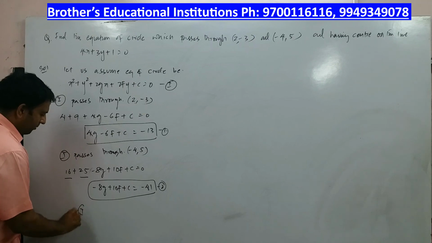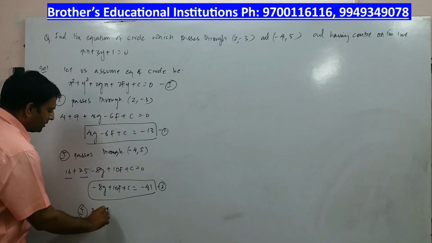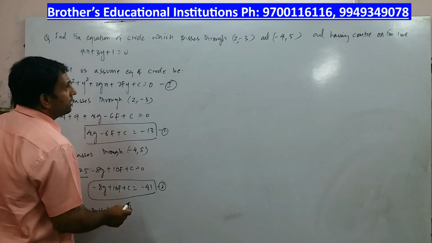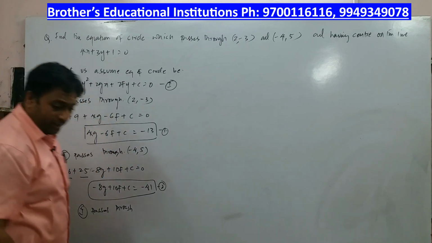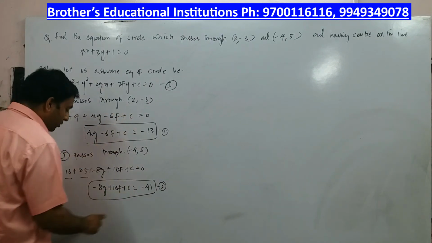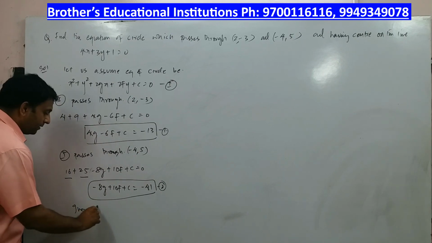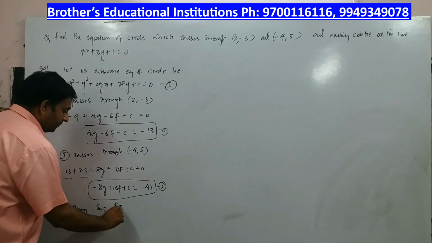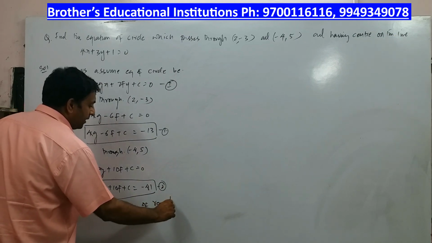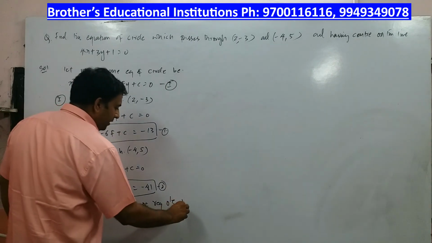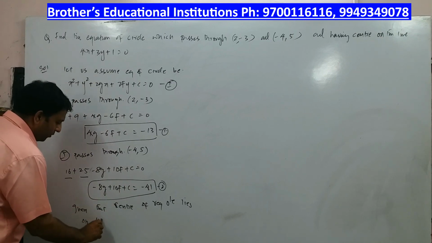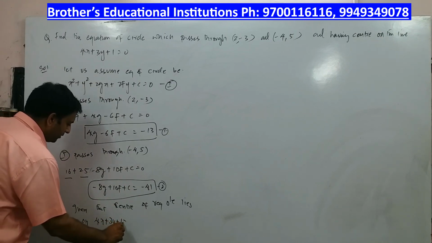Again I will say I passes through what point, my child? No, he has not mentioned the point. He has told the center of the circle. 2 points are given to you. Now given that the center of the required circle lies on what line is given to you? 4x + 3y + 1 = 0.